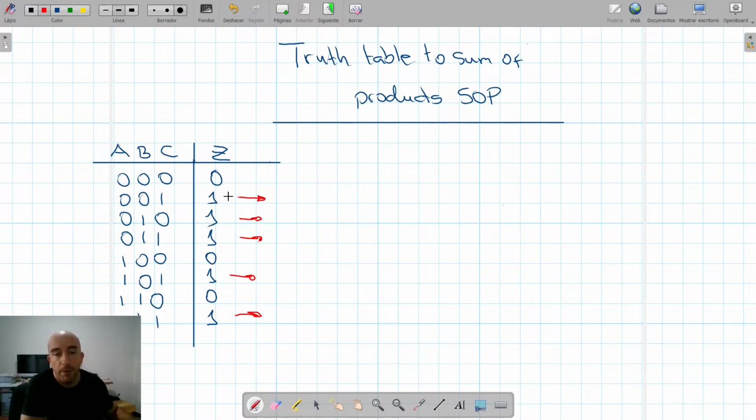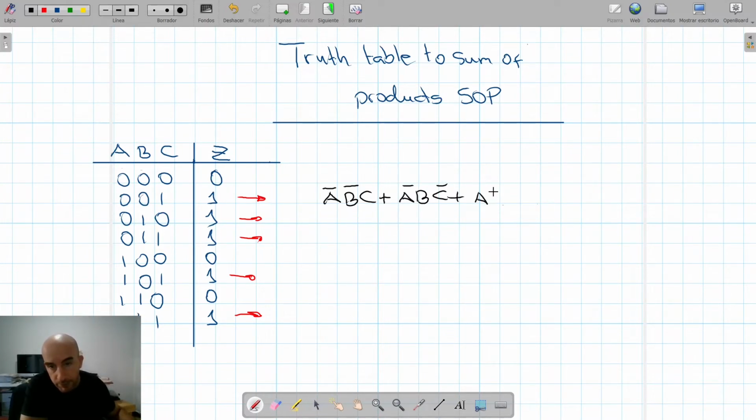Okay. So for those outputs which are 1, we have to write all the possible inputs multiplied, and if the input is a 0, we negate the input. We write a horizontal bar on top. So I negate A because it's 0, I negate B because it's 0, and I leave C the same. And then we do the next one, all the possible inputs, and we negate the ones that are 0, so in this case A and C.